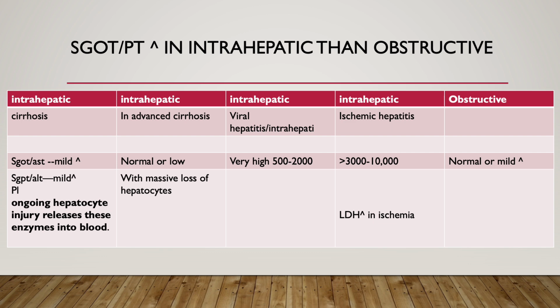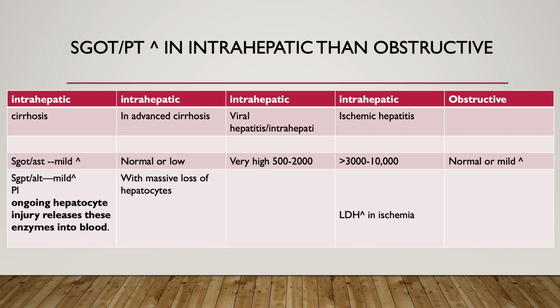So this is the differentiation of a few kinds of jaundice based on SGOT and SGPT. In intrahepatic hepatitis, for example in cirrhosis, in early stages SGOT/SGPT will be mildly elevated because there is ongoing hepatocyte injury which releases these enzymes into the blood. But in the advanced stage, the hepatocyte is already destroyed, so there is no SGOT/SGPT available. So either it's normal or low.